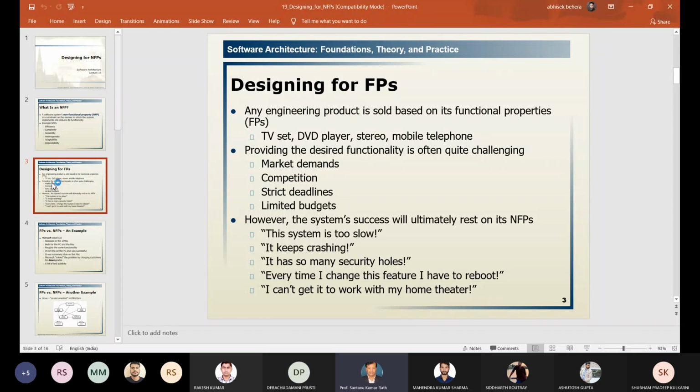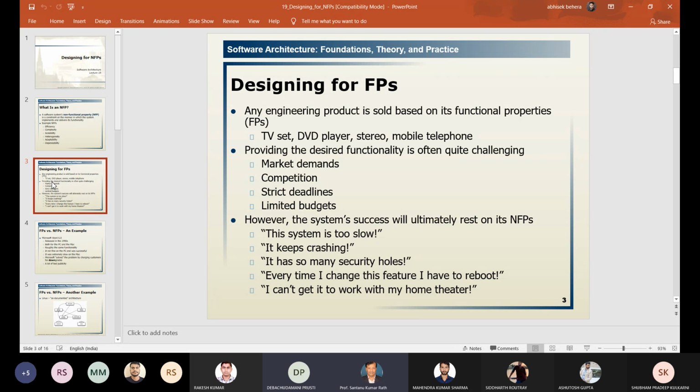Then D is deadline. By this date, I need to bring out my product. People should get it, people should access it. First C is competitor: you have to meet the competition of the other competitors of that particular product. And next C is cost or constraints, varieties of constraints. Okay, Deba. Yes, sir.